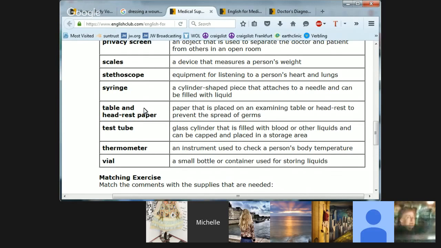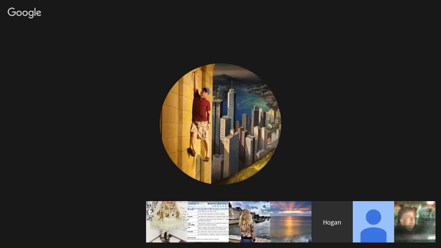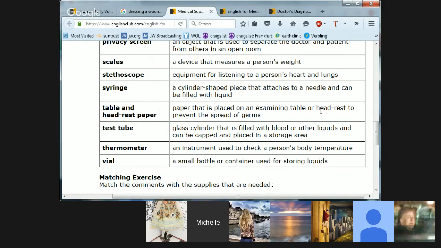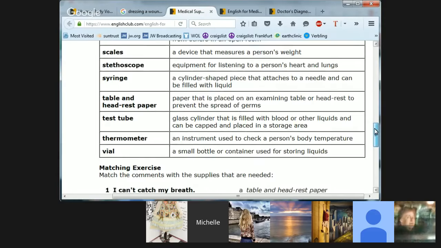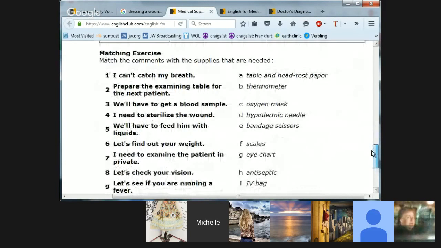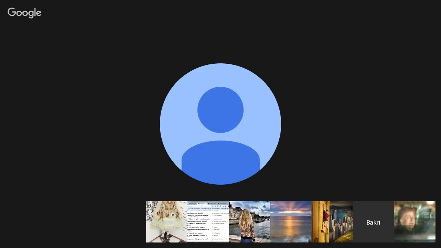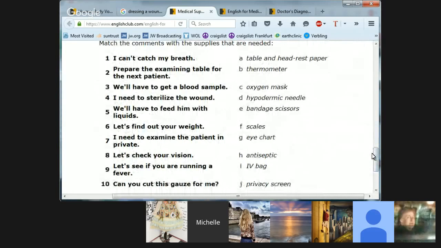And Hogan, can I ask you to read the last two for us? Thermometer: an instrument used to check a person's body temperature. Vial: a small bottle or container used for storing liquids. Very good. Okay, so we have a little matching exercise that we can try at the bottom of the page. You already have the link, so you have the answers too, but we can try anyway.